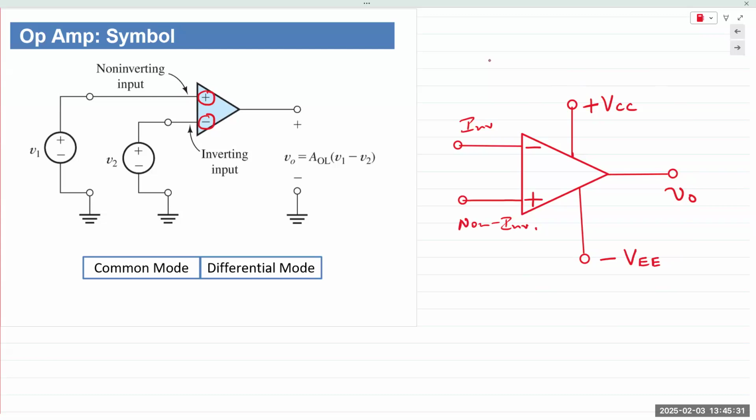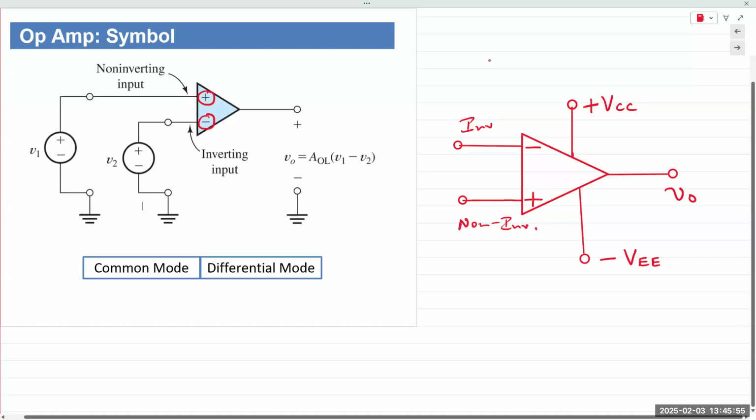Okay, so in the symbol here, the op-amp circuit is simply an open loop circuit. Two input voltages are shown, V1 and V2. The power supply is not shown. So even if it's not shown, it might be stated somewhere in the question or the problem statement. So it's implied.